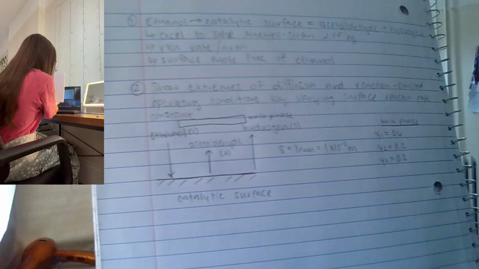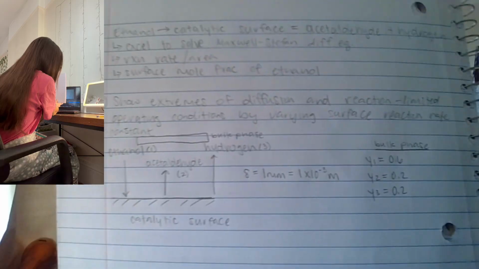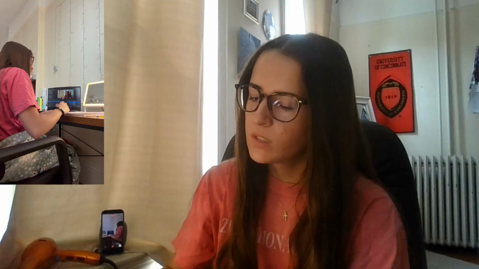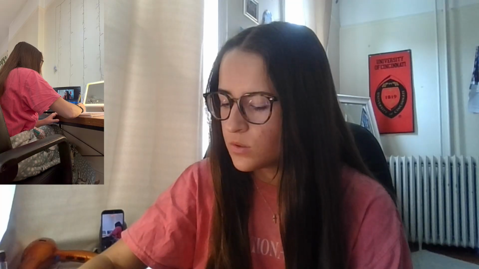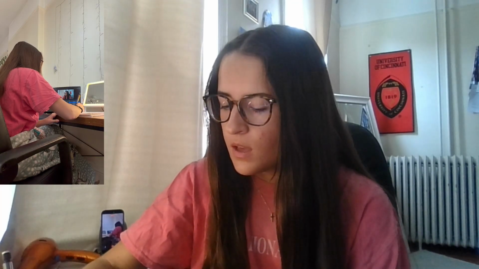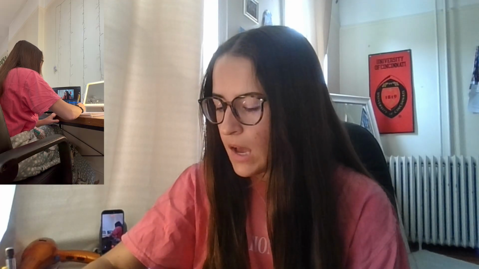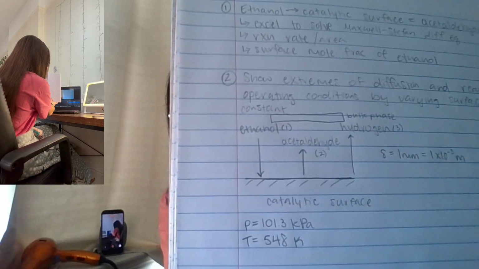So these are the mole fractions that we have in our bulk phase. I've just written that on the side here. And then we have a couple of other initial conditions that we know. We also know that the pressure of our system is 101.3 kPa, and our temperature is 548 Kelvin. So this is just for our system as a whole. We have a pressure and a temperature defined.